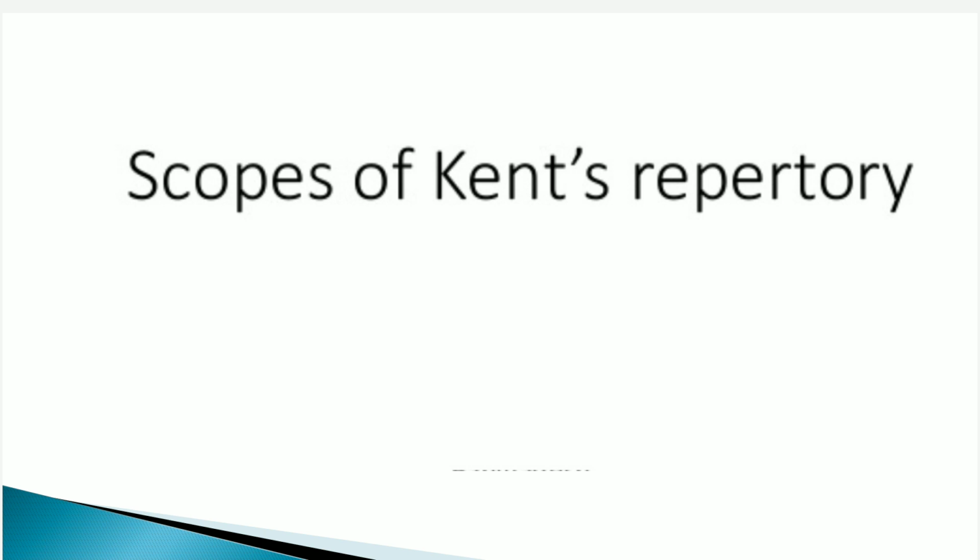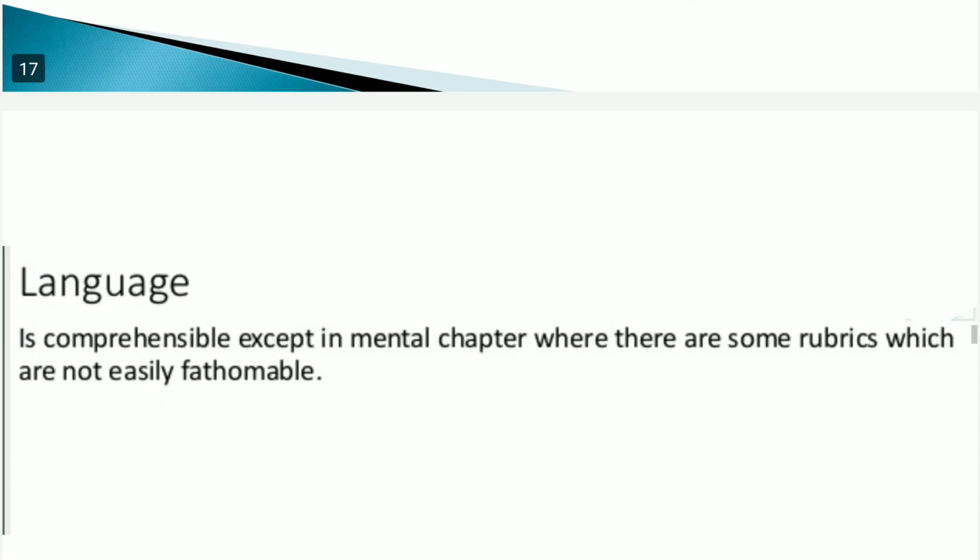Then the cross references, as we just discussed, are inserted where they are needed. Especially in the mind section we find many cross references. So this is all about the special features of the Kent repertory. Now we see about the scope of Kent's repertory. What is the scope of Kent repertory?